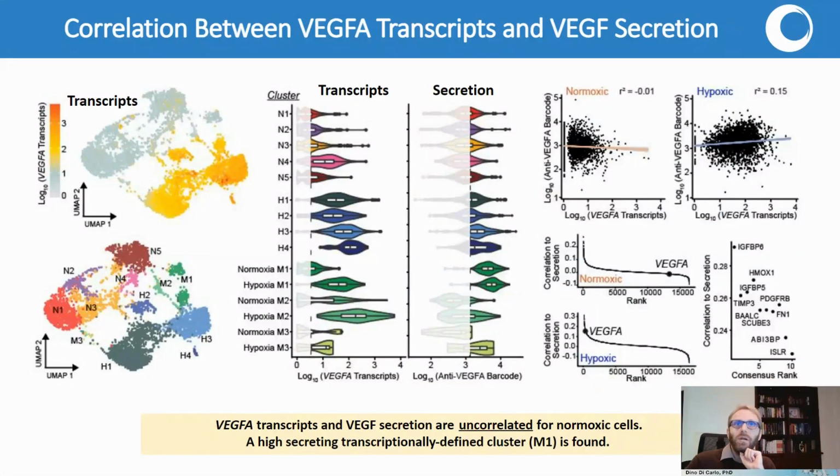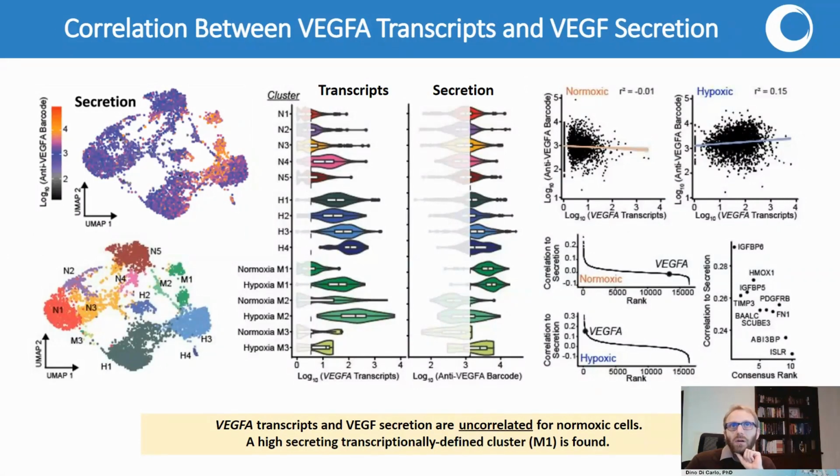So you can see higher transcripts in this region, but higher secretion is in some of these subpopulations like M1 and M2. So this is very exciting because this allows us to understand that there are some subpopulations that are transcriptionally defined that have higher levels of secretion.